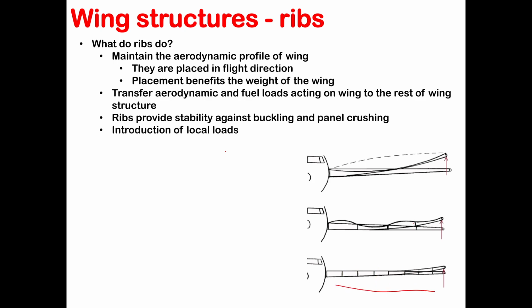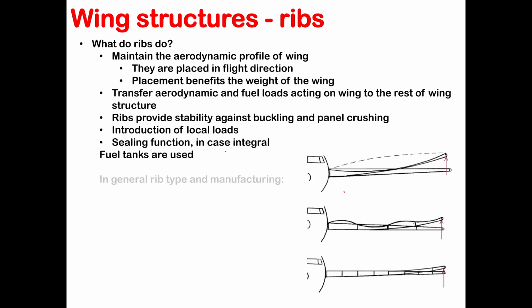So as you can see, this tells you that the wing can act as a beam, right? And it is a very important conclusion because it means that you have to be able to do a bending analysis on your wing. And it is not just a wing, every part of the aircraft can act as a beam, right? Using ribs, we are going to introduce local loads. The ribs also have a sealing function in case integral fuel tanks are used.